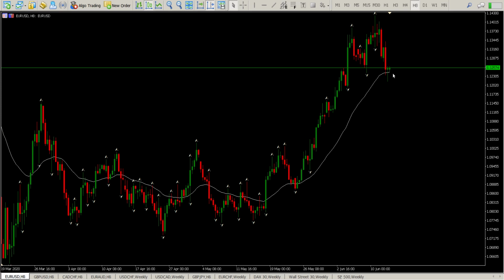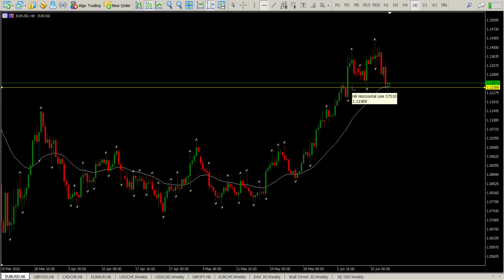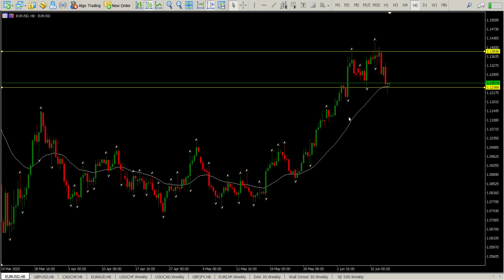Euro USD at the moment, we did get this rejection at the close on Friday, and as I said on Saturday, there'll probably be a bit of profit taking from the short. We are ranging. I think that's the important thing to bear in mind here. We are ranging, and the question is whether we are going back to the top of the range or we are breaking to the downside.